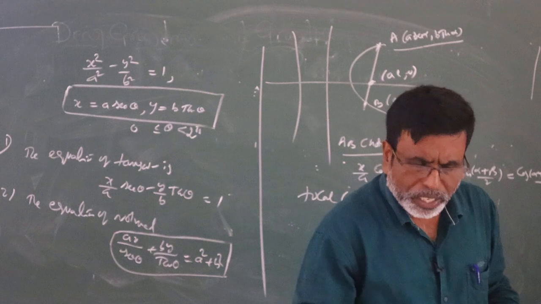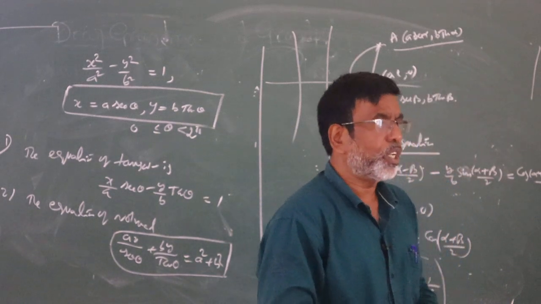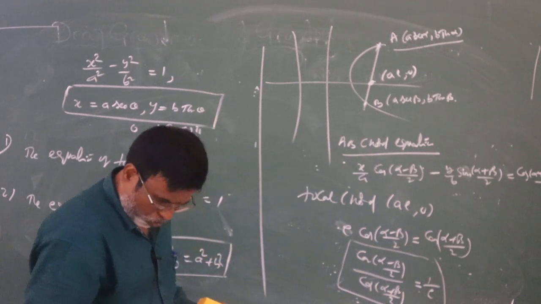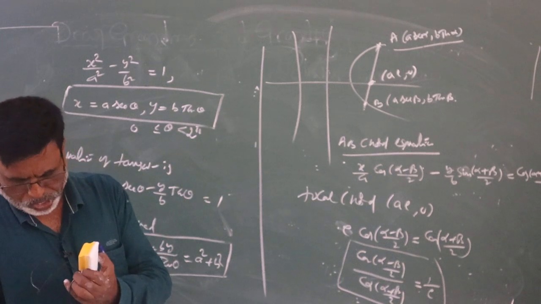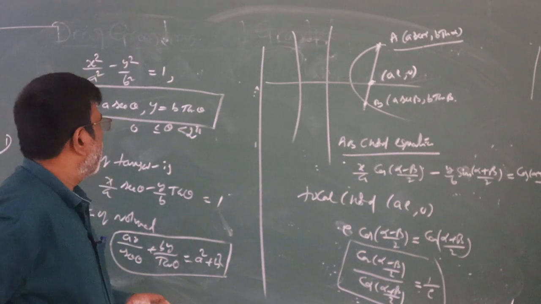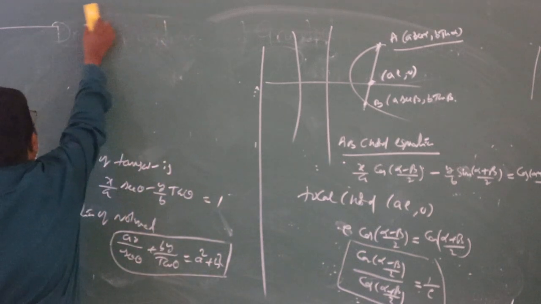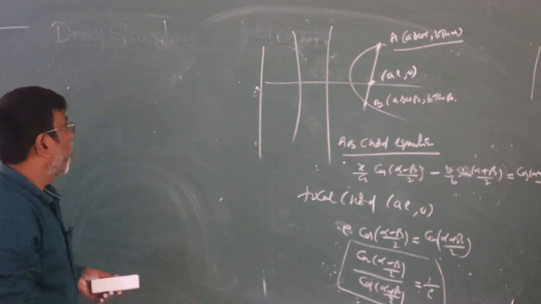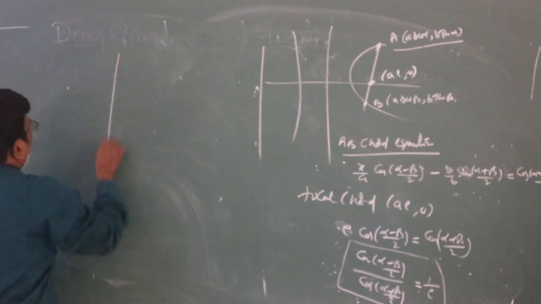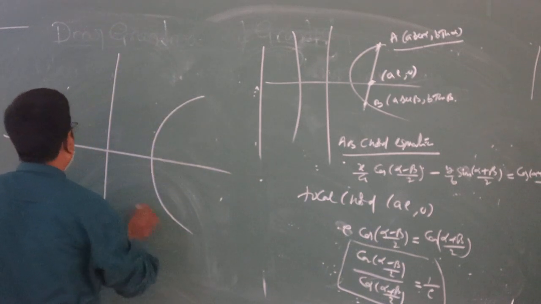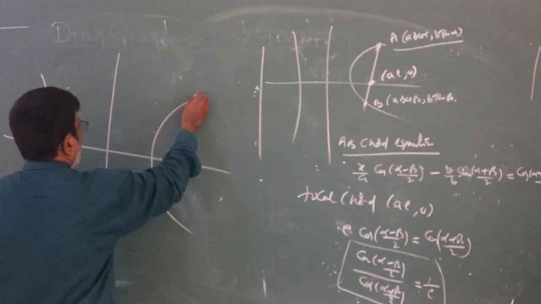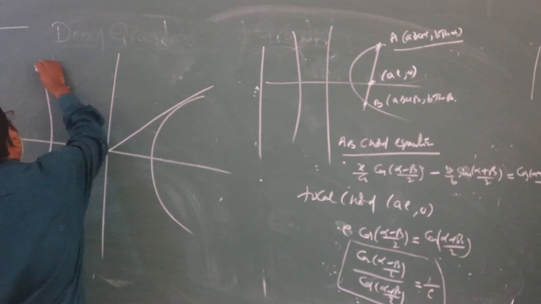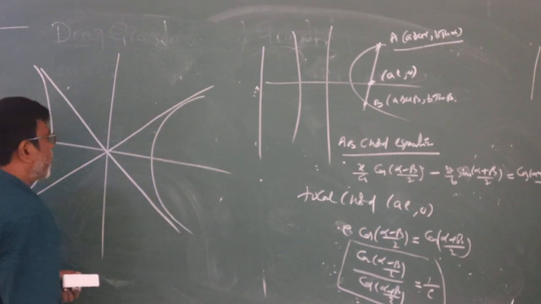Now we are taking the asymptotes. That's a very important shortcut. Asymptotes are like this. Now this is the definition of asymptotes. So this is one hyperbola. Suppose the lines touch the hyperbola at infinity, so these are called asymptotes.